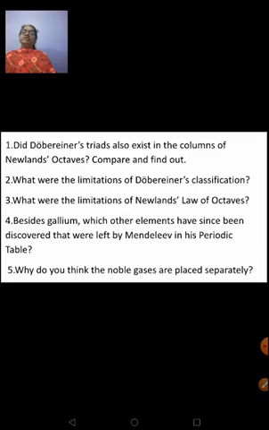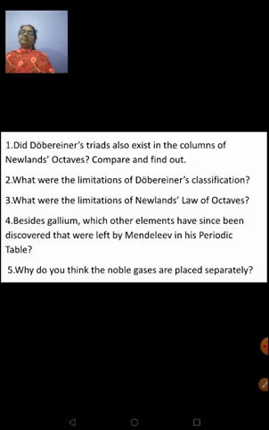Then what were the limitations of Newlands' law of octaves? Yes, after calcium he could not arrange the elements according to his rule, and he did not expect that there would be more elements apart from the 56 elements that were available during his time, and he did not think about that. These things you can give as a reason there. So I've already discussed these answers. I've given the answers in the previous revision videos also. Please make a note of it and study those questions carefully.